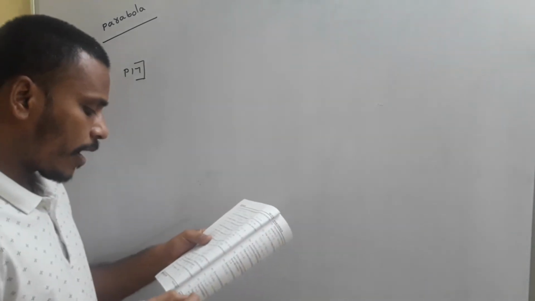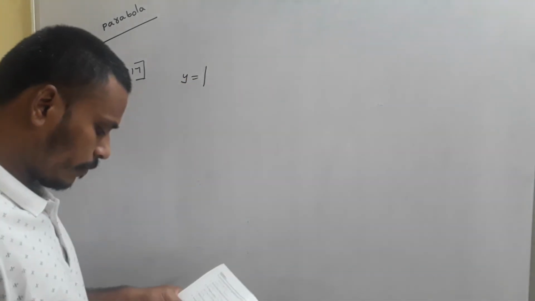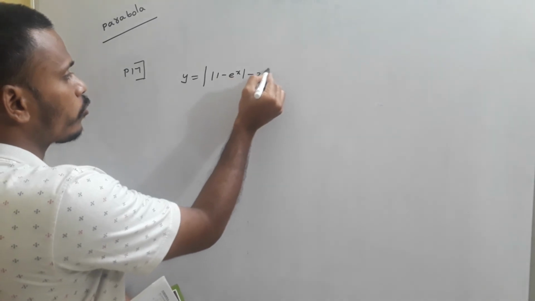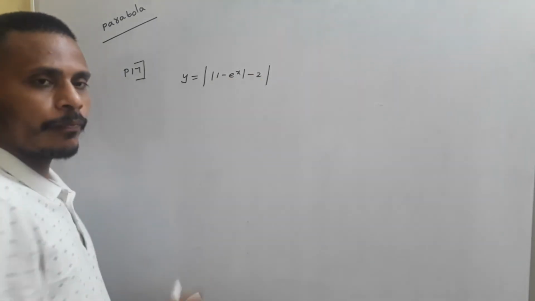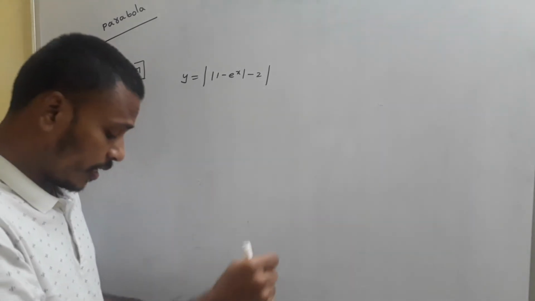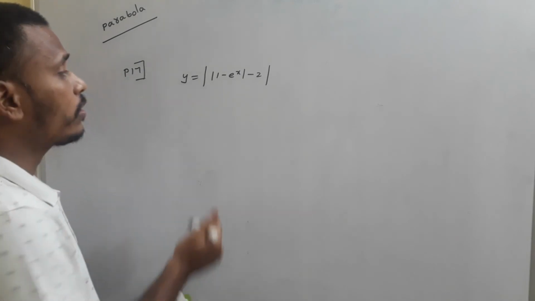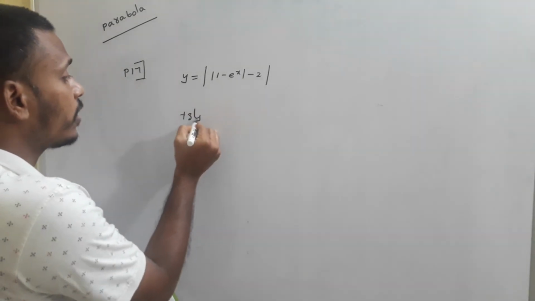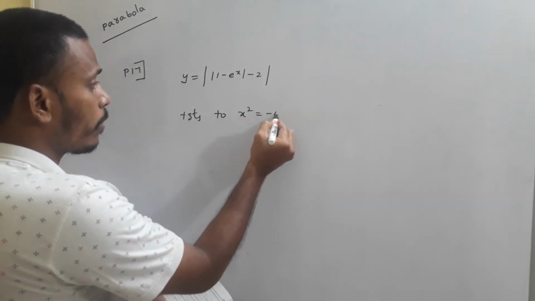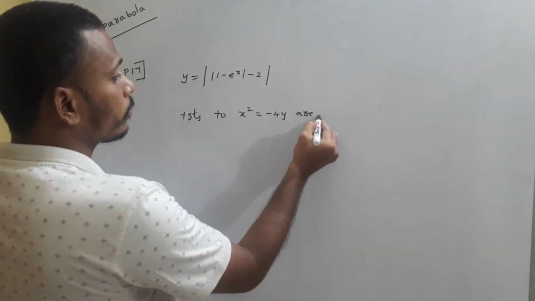Next problem. Number of points on the curve. One curve equation is given. y is equals to modulus of mod 1 minus e power x minus 2. This is a curve. We need to find out the number of points on this curve such that from those points, if we draw tangents to the parabola x square is equals to minus 4y, they are perpendicular.